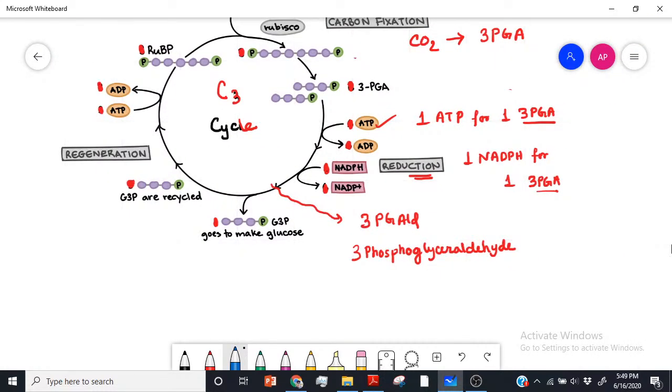Now over here, you can see the reduction is taking place. Now from here to here, if reduction takes place, then there will be formation of aldehyde. From acid to aldehyde it will be formation. So this is known as 3-PGALD.